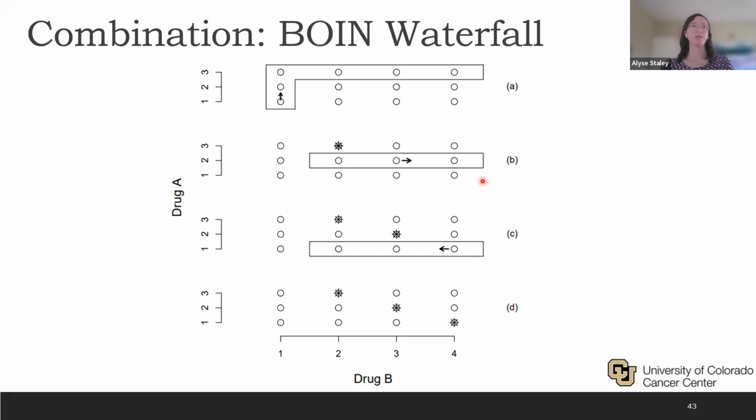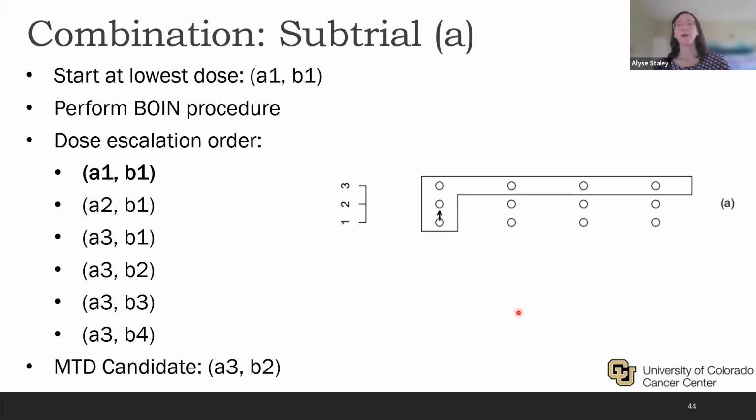Here is an overview of the waterfall design. We have drug A on the y-axis and drug B on the x-axis. And we have each subtrial, so subtrial A, B, C, and putting it all together in D. We're going to start by performing subtrial A. Since this is the first subtrial, we need to start at the lowest dose, which is A1B1.